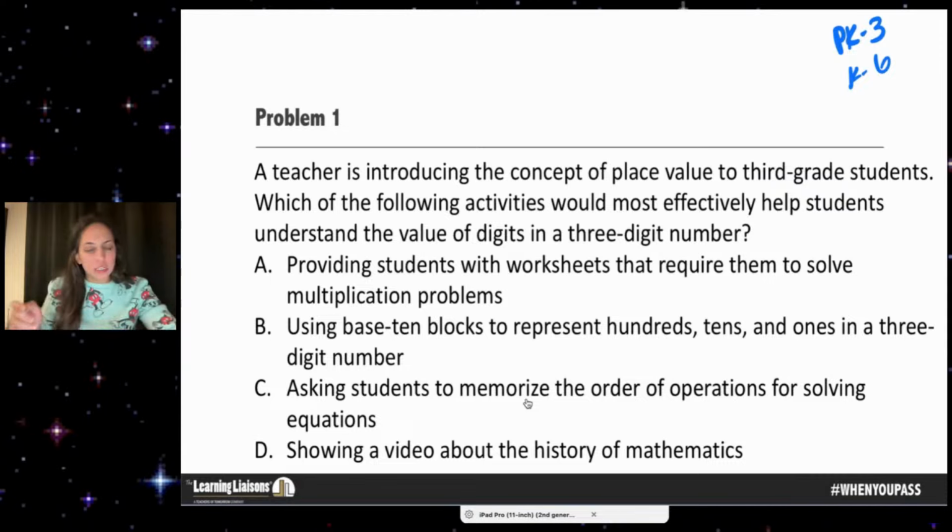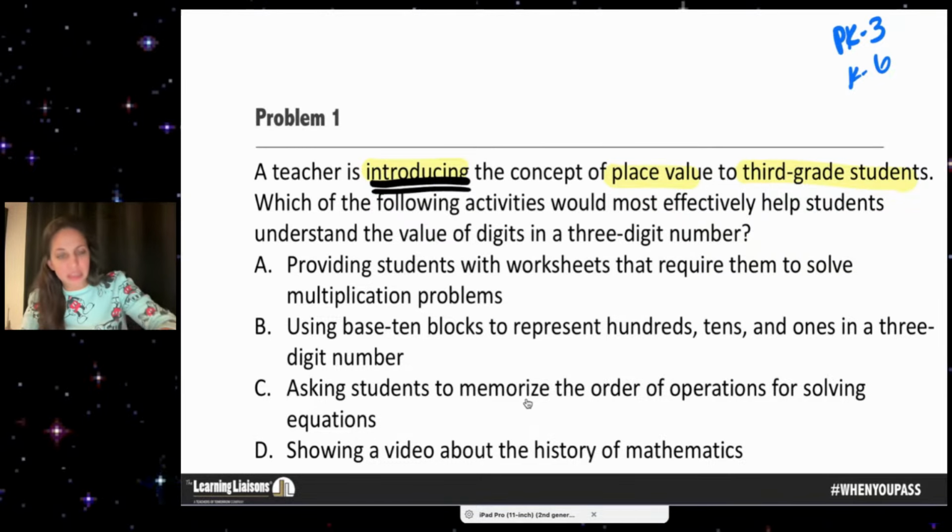So some keywords that we're looking for, because these are the kinds of problems that our brain gets overwhelmed with because there's a whole lot of words. Your brain is tired when you're taking these kinds of exams because the stamina that is required for these kinds of exams is long. And so we want to be able to break this apart. The teacher is introducing, that is an absolute key word, and you'll see why in a minute. The concept of place value to 3rd graders. Okay, so that establishes what we're doing.